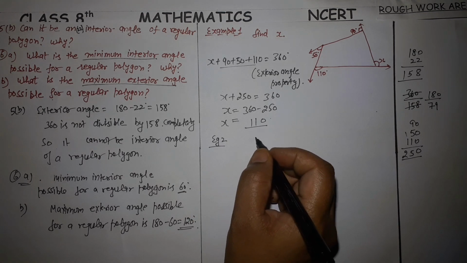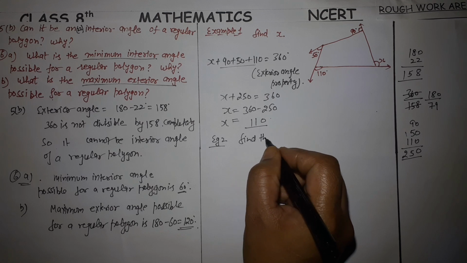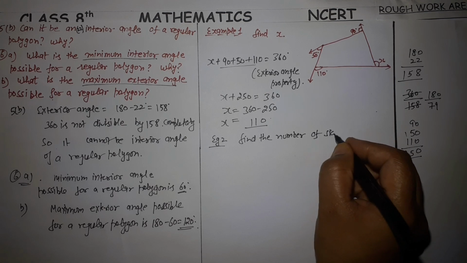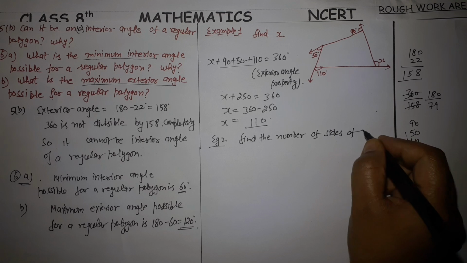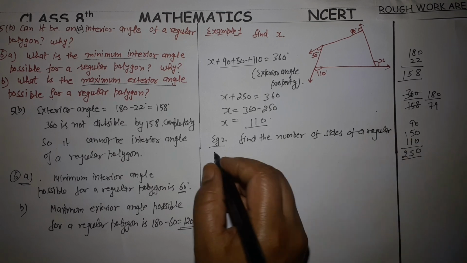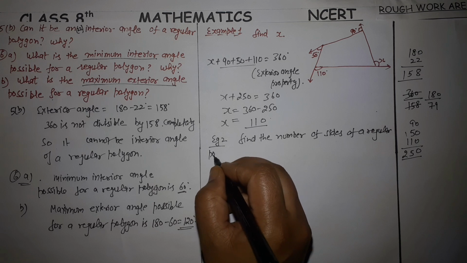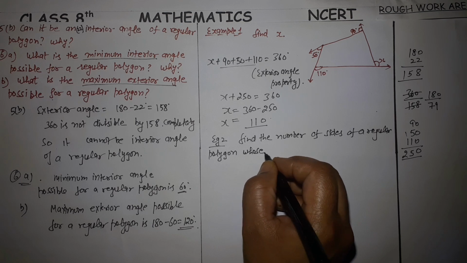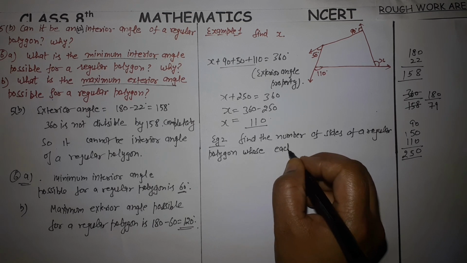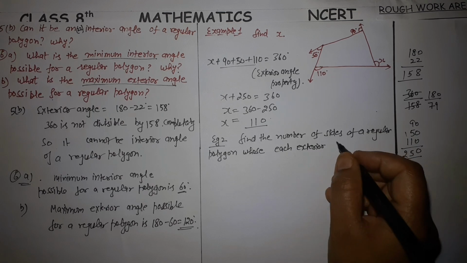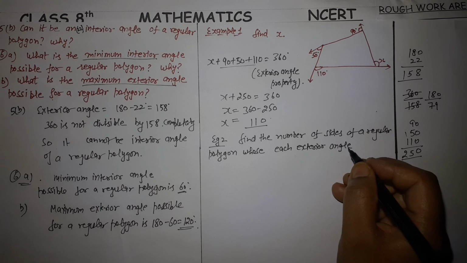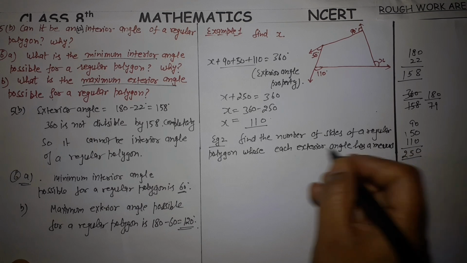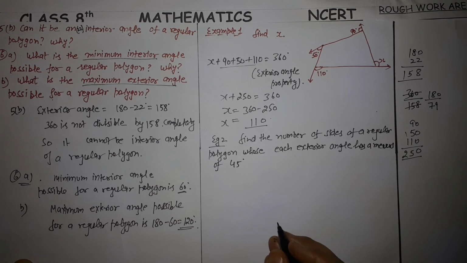Example 2. Find the number of sides of a regular polygon whose each exterior angle has a measure of 45 degree.